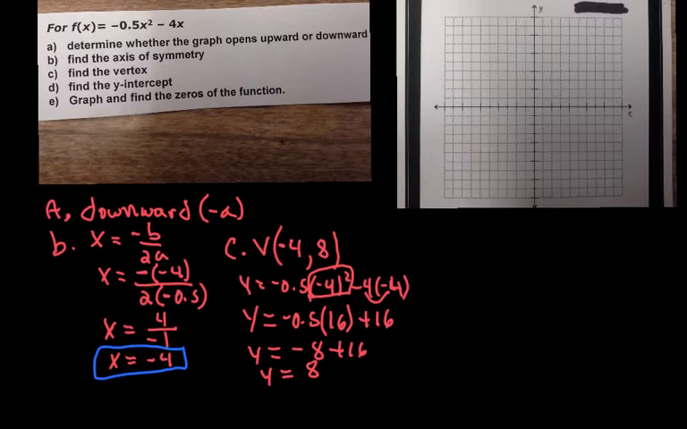Alright, so let's go ahead and plot the vertex because we're going to have to graph the actual parabola. So you go 4 to the left, 1, 2, 3, 4, 8 up. So it's right here. We know it's going to go down. And the axis of symmetry is at x equals negative 4. So let me draw the axis of symmetry, which is right here.